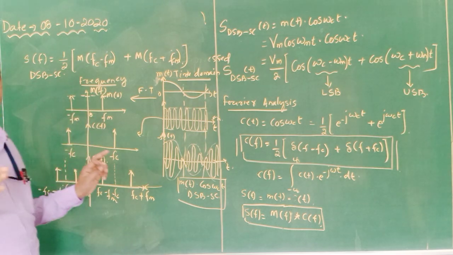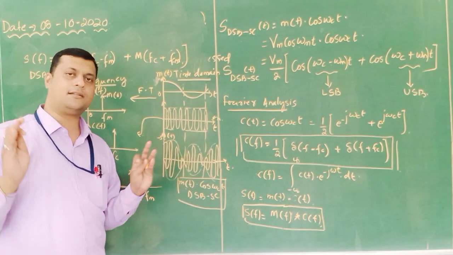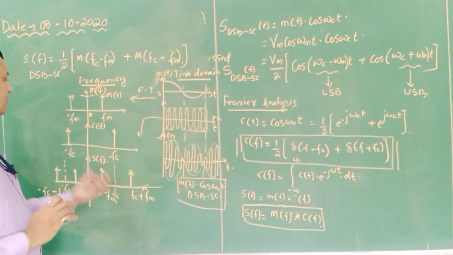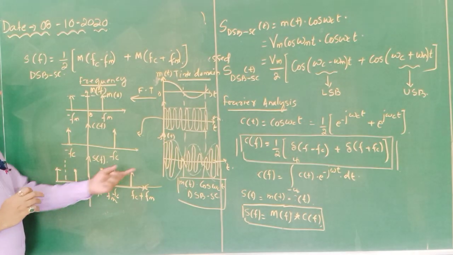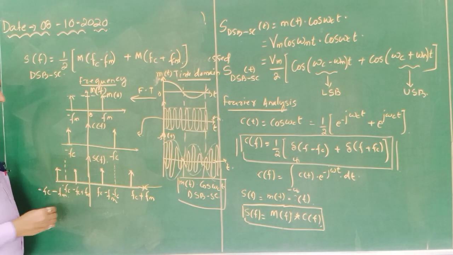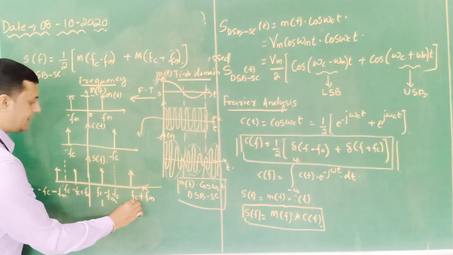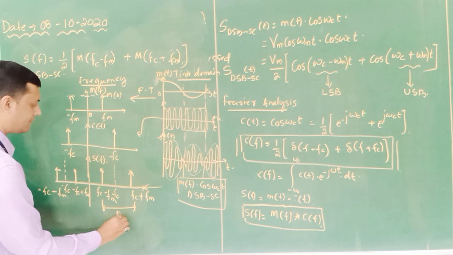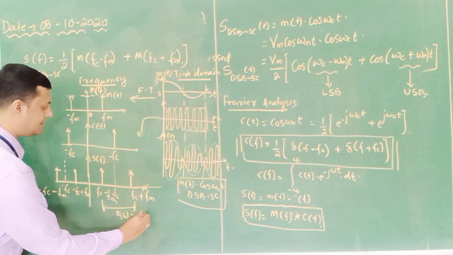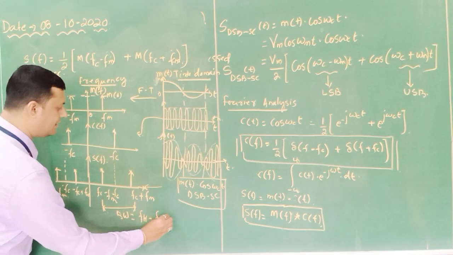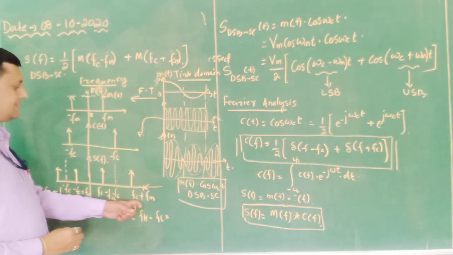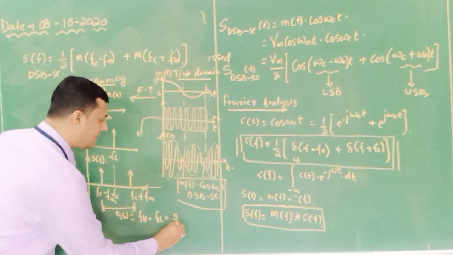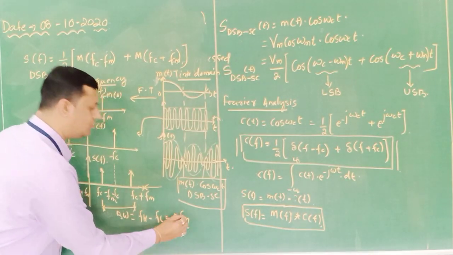Here I am not discussing the amplitude, I am discussing only the representation of frequency components. So these are the two sidebands available for the DSB-SC signal. Now in this figure, again we can consider the bandwidth. Bandwidth is equal to higher frequency minus lower frequency. This is the higher frequency, this is the lower frequency. If you subtract it, you will get 2 fm.